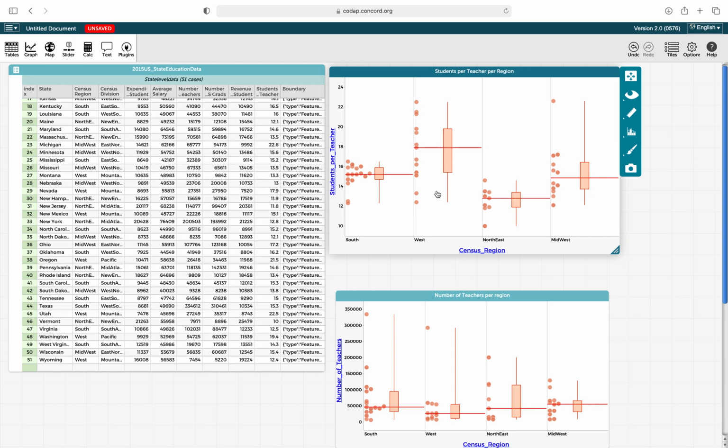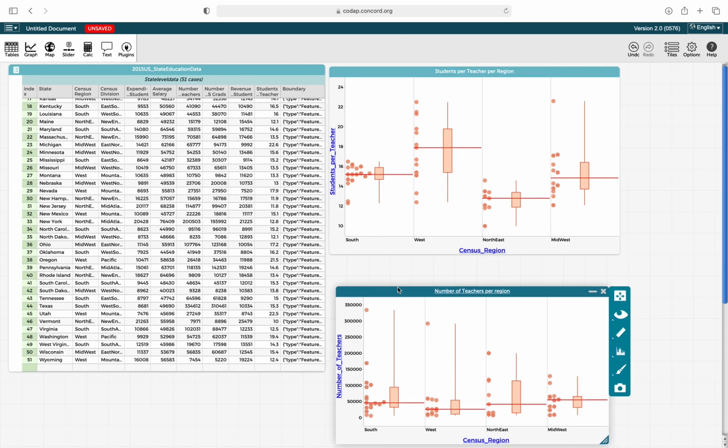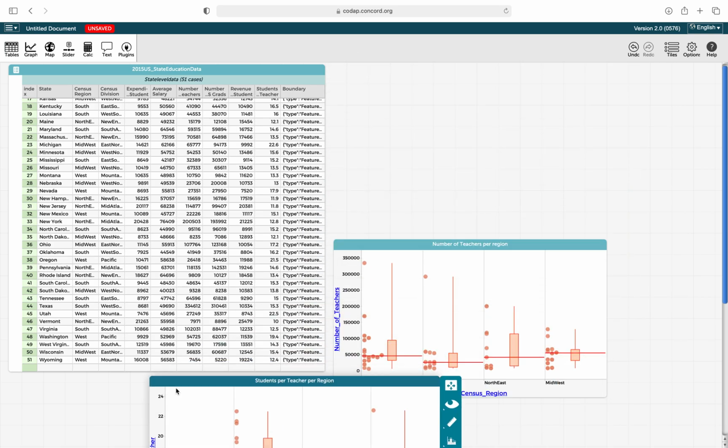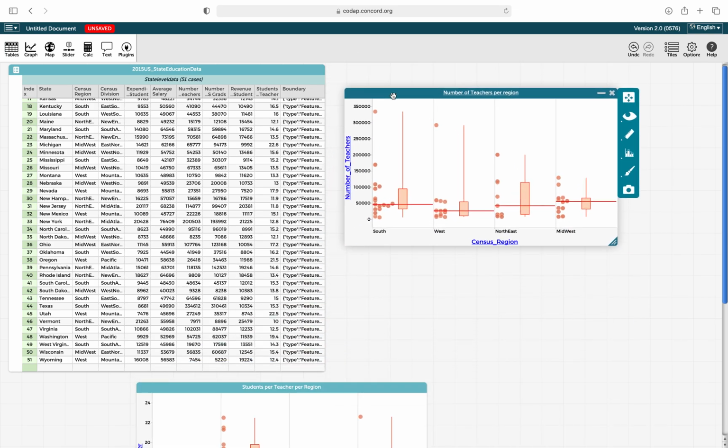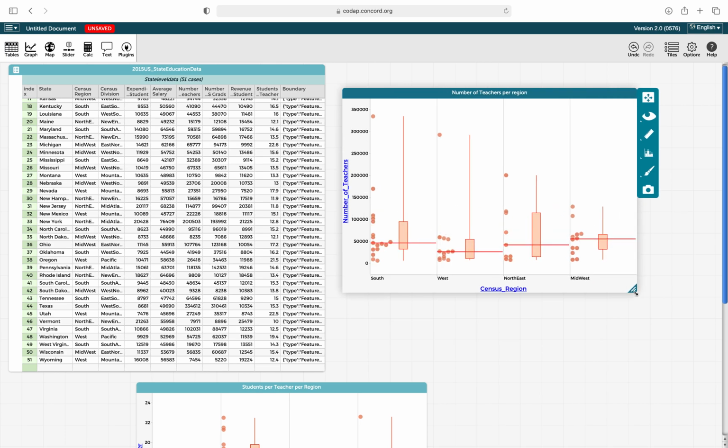For our second graph, to continue looking at quantitative attributes, we're focusing on the number of teachers there are per region. Once again, we have already made this graph, putting number of teachers on the y-axis and census region on the x-axis, adding in the box plots, and extending the median line. We will only want to focus on the numbers in the South and the West because that is the main focus of our questions.